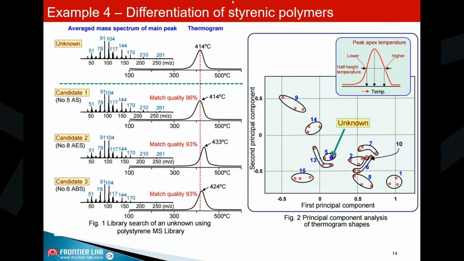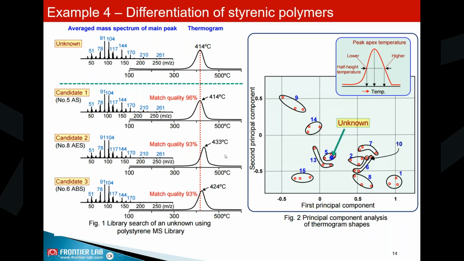So this is the last example, again to get an idea how the EGA can help us look at important information. As you know, there are different types of styrene-based polymer. So we have taken different types of polymer, like AS, AES, and ABS. They are basically acrylonitrile-based different styrene polymers, and we create a database based on which we can look at the unknown sample, based on principal component analysis.